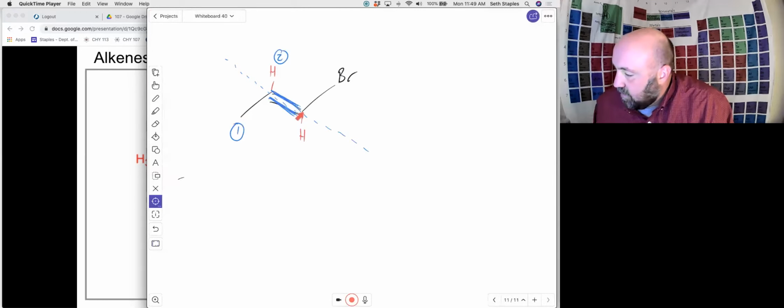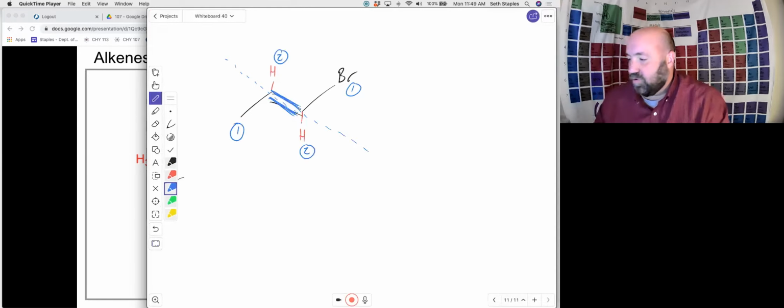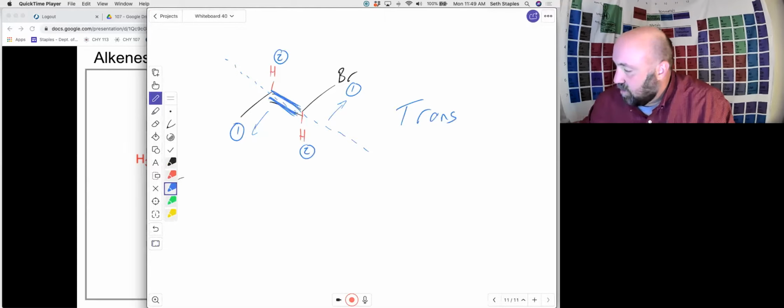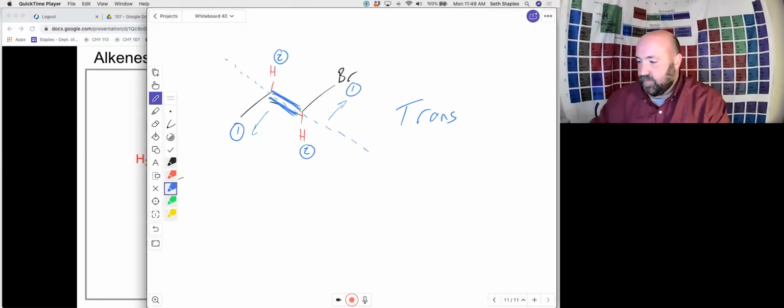Now we look at this carbon here, and we see that it has a bromine and a hydrogen attached. Again, the bromine is bigger than the hydrogen, so we rank this as number 1 and this hydrogen as number 2. We can see that our number 1 things, the bigger things, are on opposite sides of the double bond. And so this compound gets the trans designation.